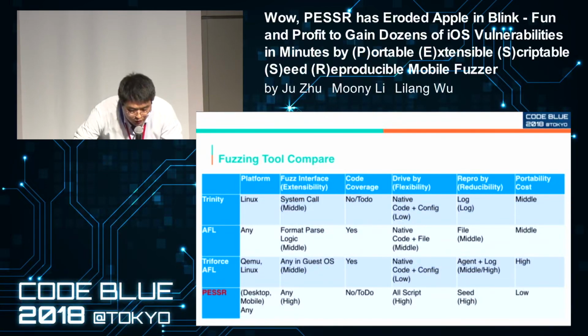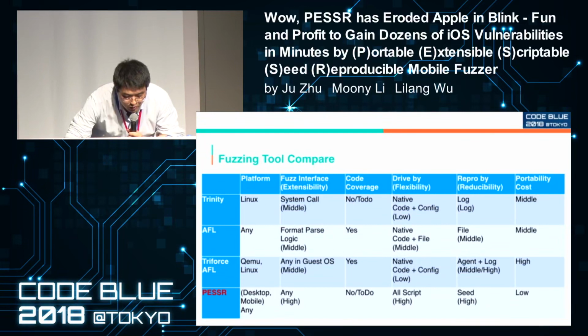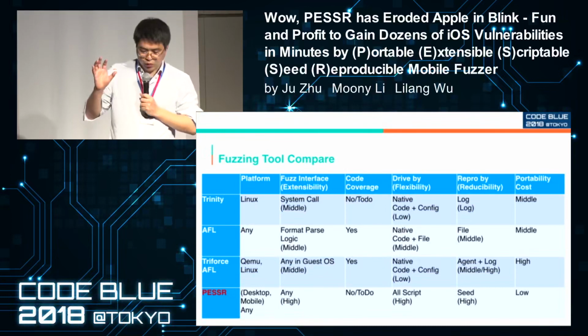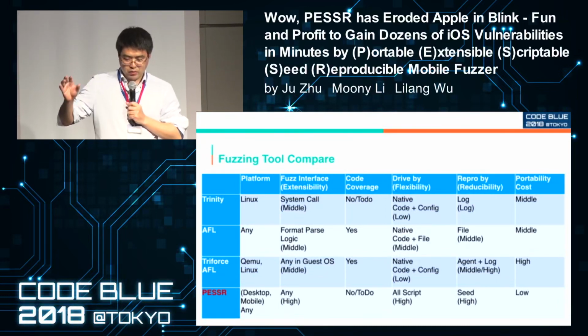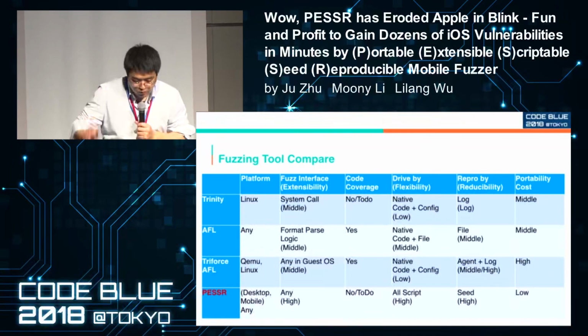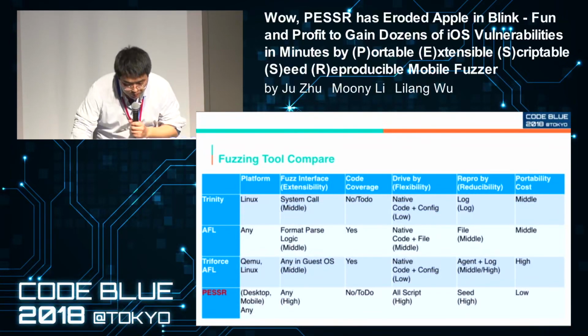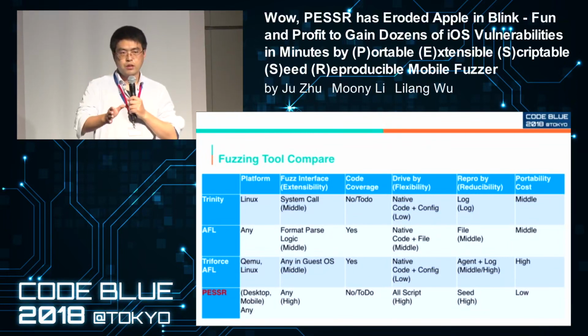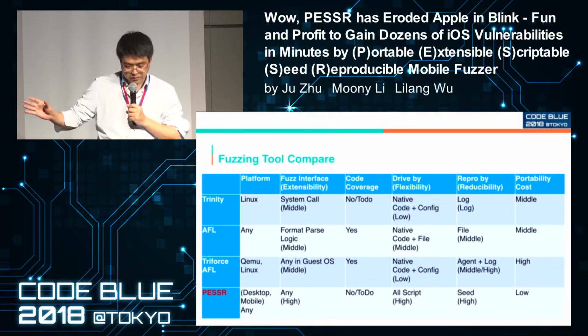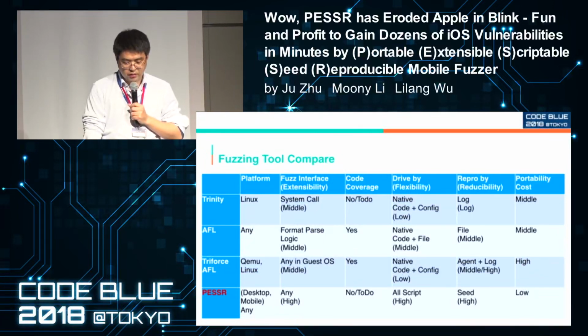So actually, we designed our PESSR according to platform. We will try to wrap our fuzzing agent according to the script, which is cross-platform. And about the fuzzing interface, it can target the user mode or the kernel mode both. Currently, our PESSR does not support code coverage, but in the future plan, we will consider adding code coverage in our solution.